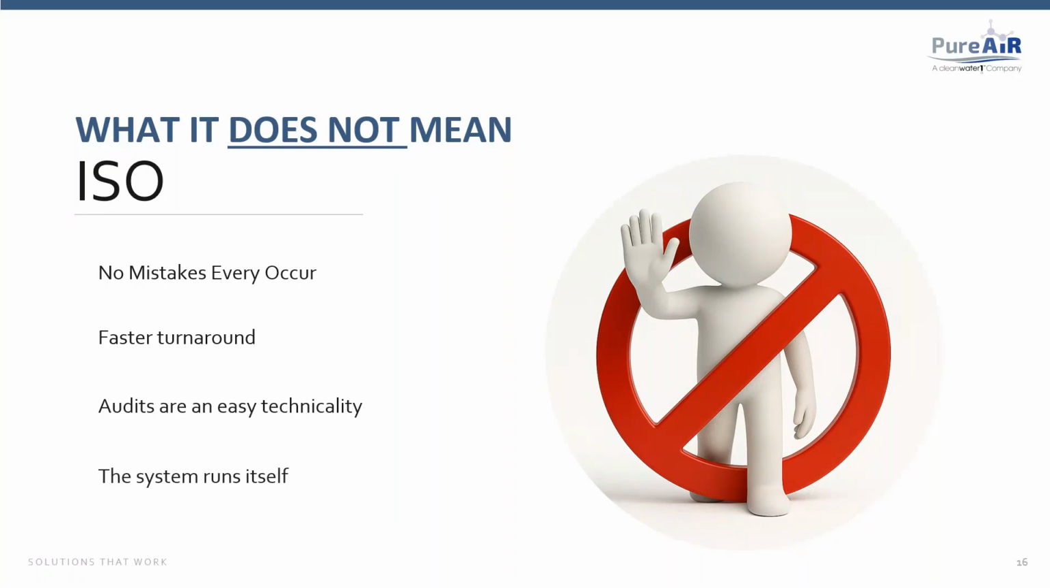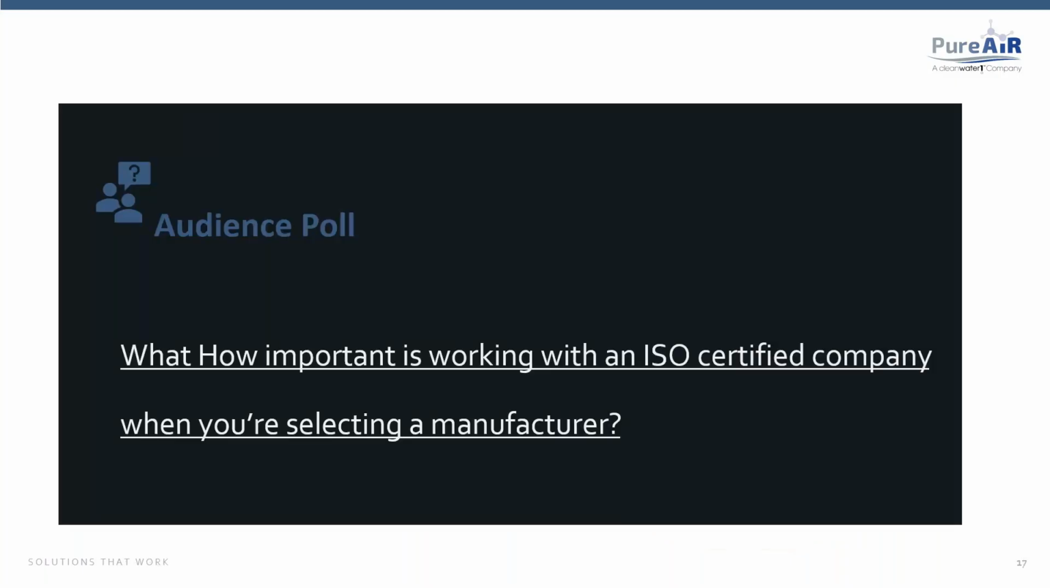And then finally, the system runs itself. The ISO process is very dependent on management and on everyone in the company doing their part. The system is the people, the company itself, and because of that, it can't just take care of itself. You have to make sure that things are running smoothly, that processes are being followed through internal audits and just your checks overall. So as nice as that would be, it will not run itself.